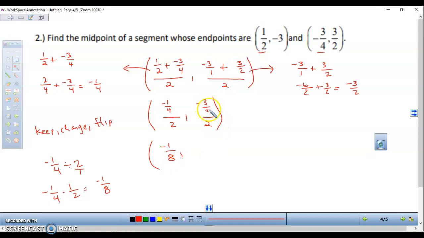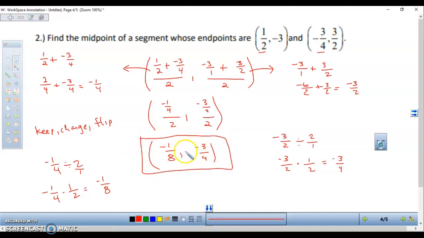And this time, instead of dividing by 2, so negative 3/2 divided by 2 over 1. No, I don't want to divide by 2. Rather, what I'm going to do is multiply by its reciprocal, which is 1/2, which gives me negative 3/4. There we have it. Same process, you just got to do a little bit of work with fractions.